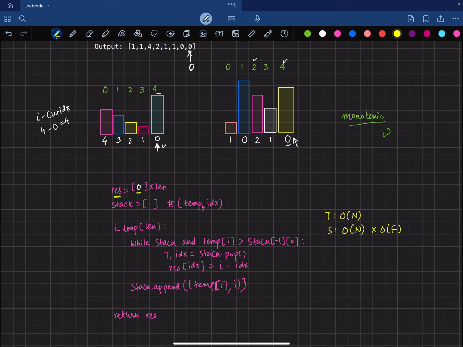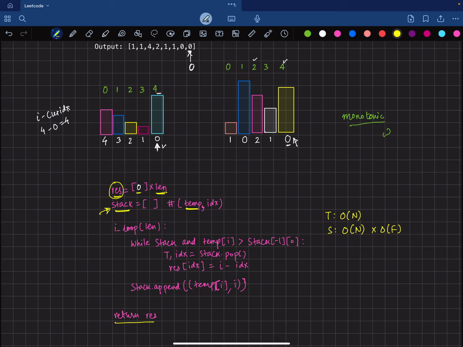First of all, we declare a result array, assign every value to 0, and declare it with a length equal to the length of the given array, which is temperature. This result array is something that we will return at the end, as you can see over here. Then we declare a stack.